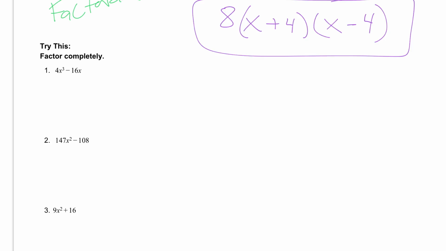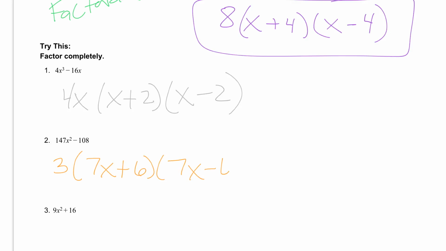If you did number 1 correctly, you should have gotten 4x times x plus 2 times x minus 2. If you did number 2 correctly, you should have gotten 3 times 7x plus 6 times 7x minus 6. And if you did number 3 correctly, you should have said that this is not factorable. If you have any questions, let me know.